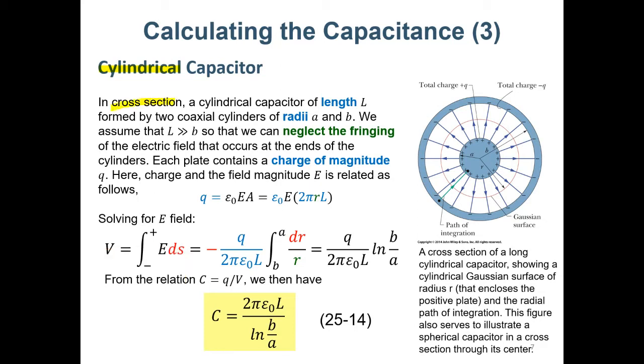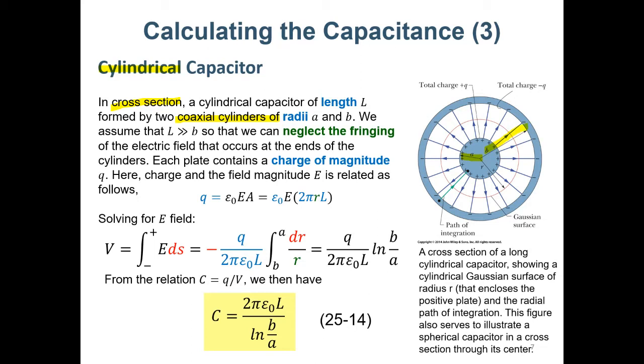So here in cross section, a cylindrical capacitor of length L is formed by two coaxial cylinders. Coaxial means they share the same center. The cylinders have radii A and B. So this is A and this is B.